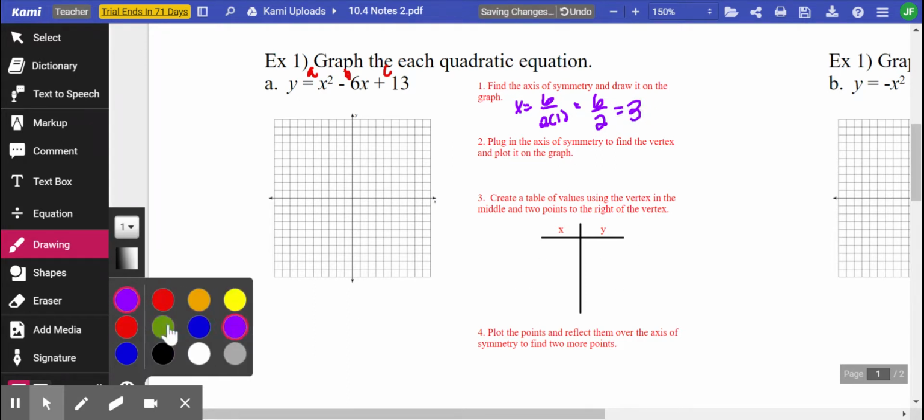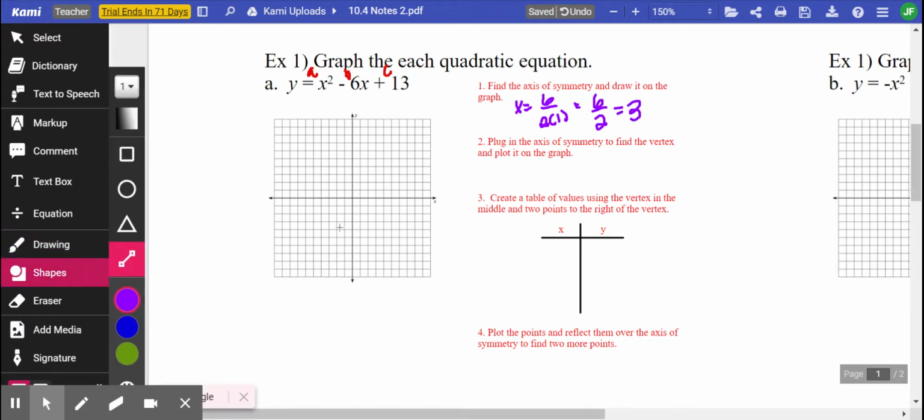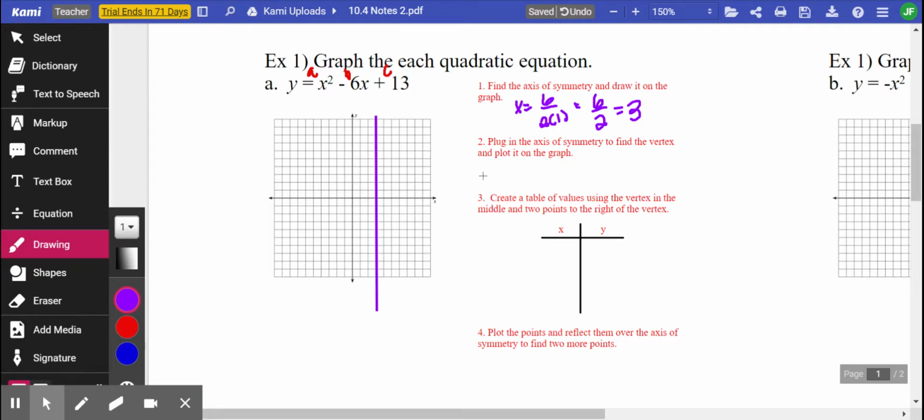Now, what I would do is actually go ahead and sketch the axis of symmetry right away. So 1, 2, 3. And then we're going to plug that into the equation to find our vertex. Remember the parentheses around your number you're plugging in: (3) squared minus 6 times (3) plus 13. So I get 9 minus 18 plus 13. Just checking my math today, equals 4. So our vertex is at the point (3, 4).